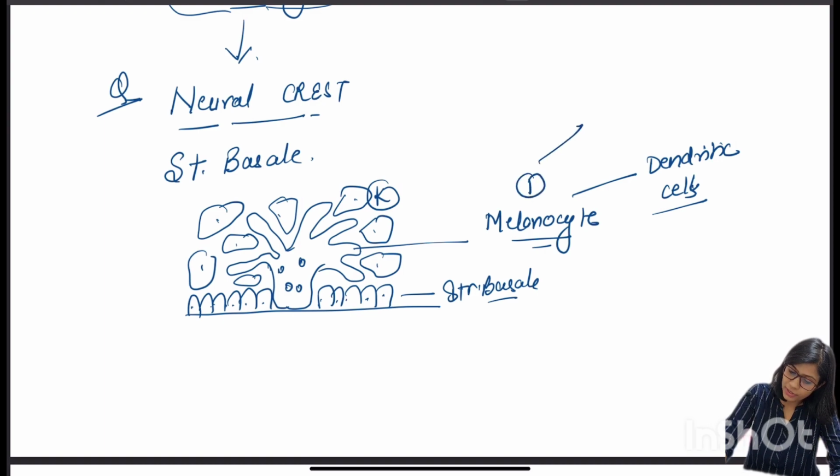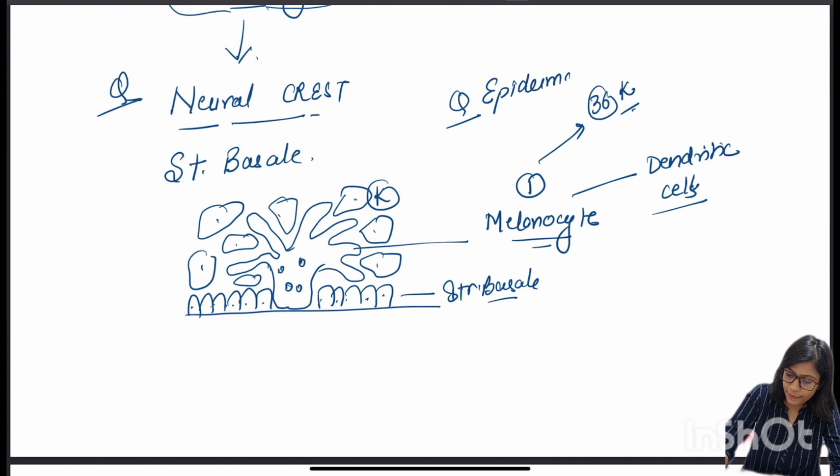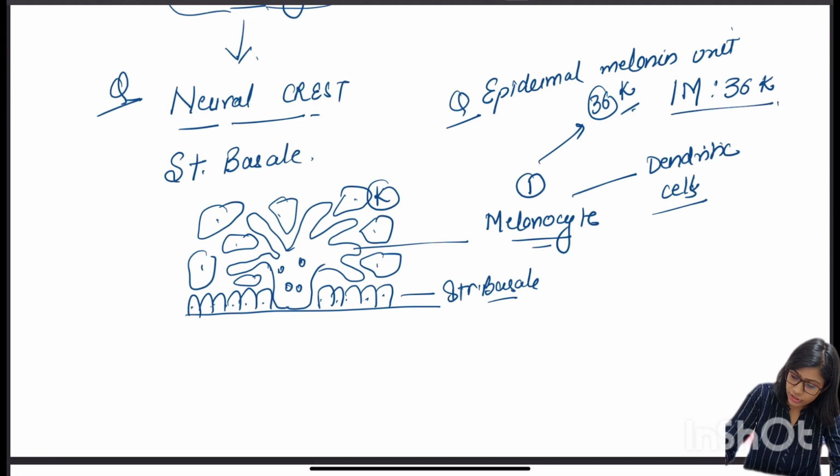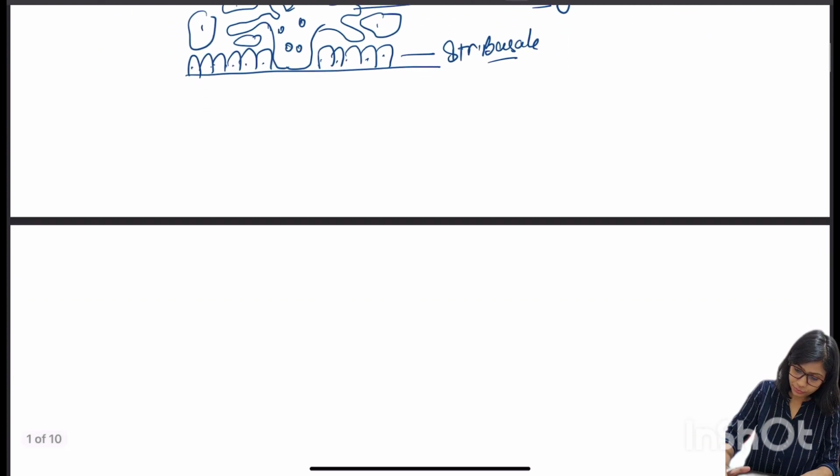And this one melanocyte will give its melanosomes to 36 keratinocytes. This we have discussed previously as well. This is known as one epidermal melanin unit, right? That is, one melanocyte gives melanosomes to 36 keratinocytes. I'm sorry.